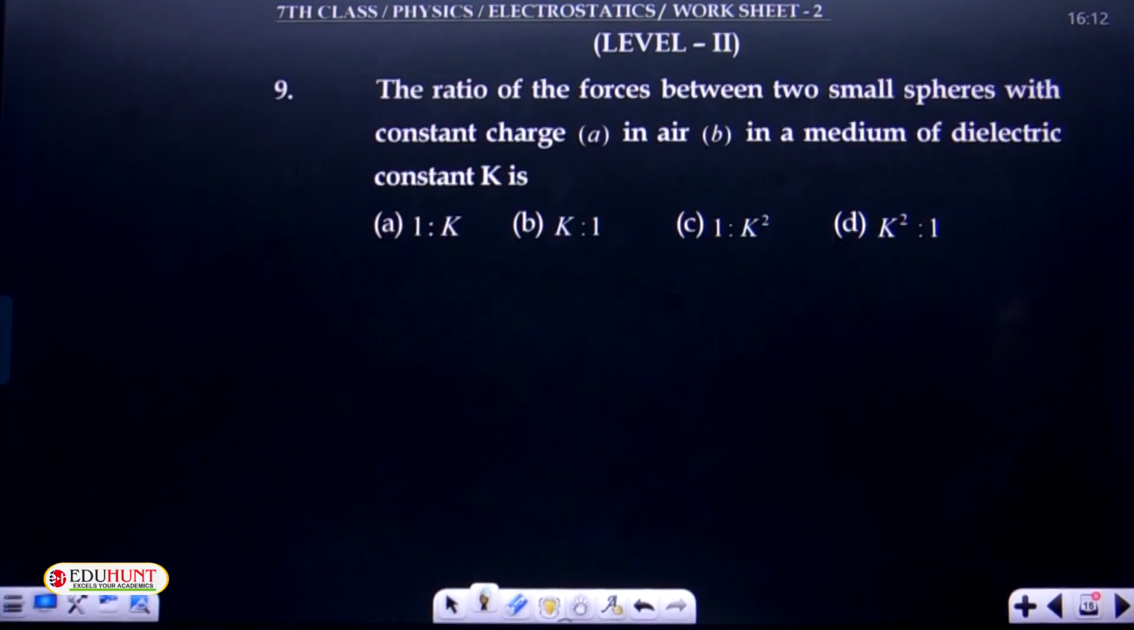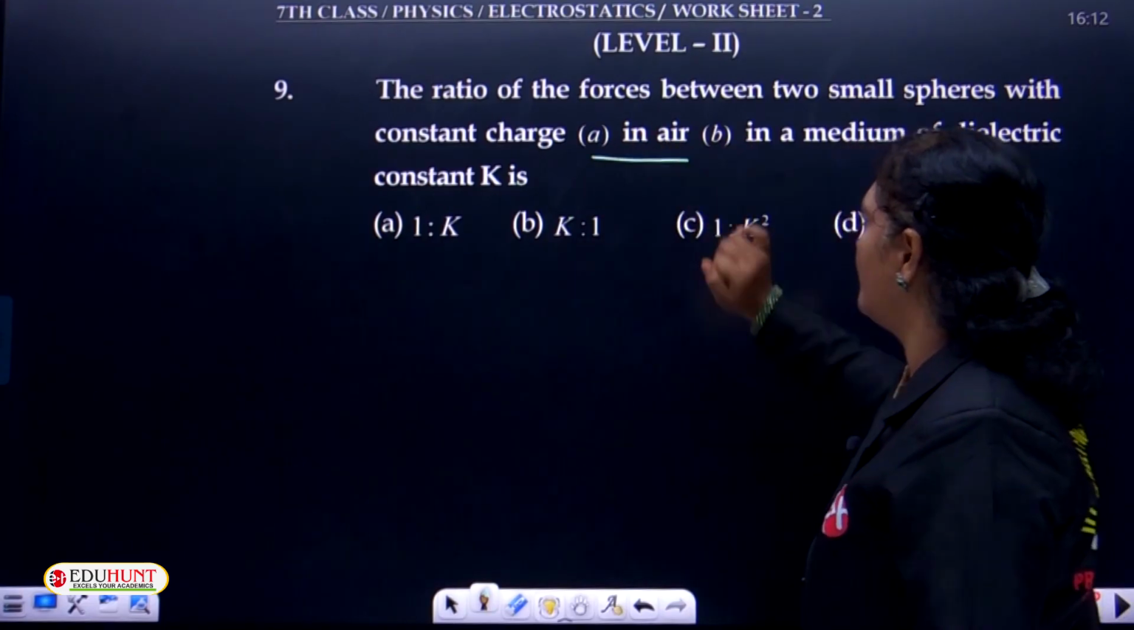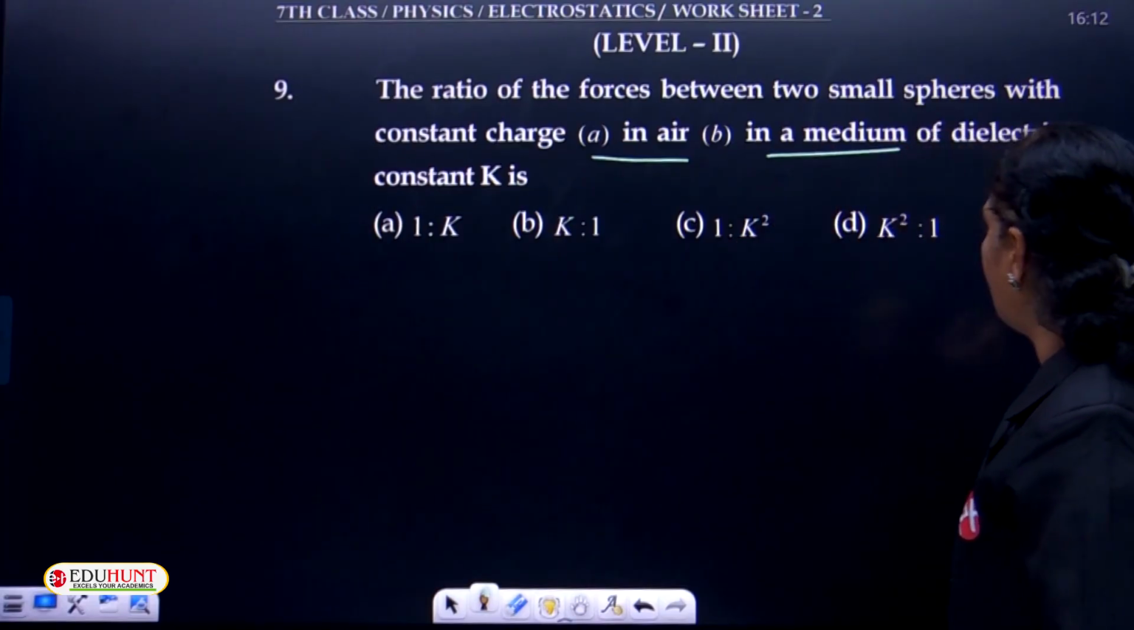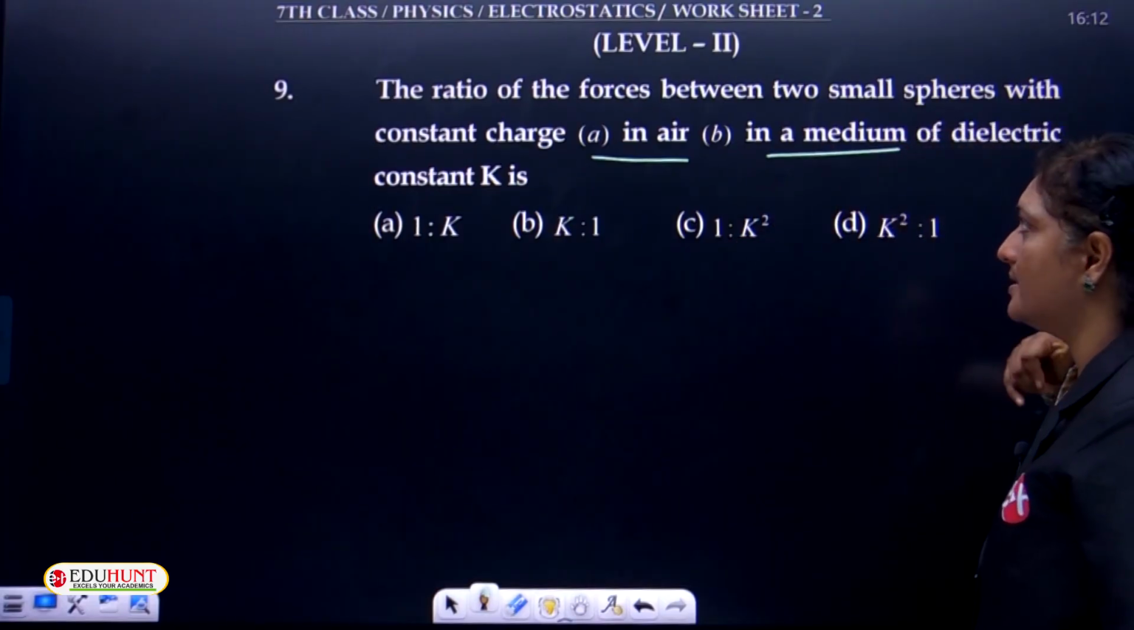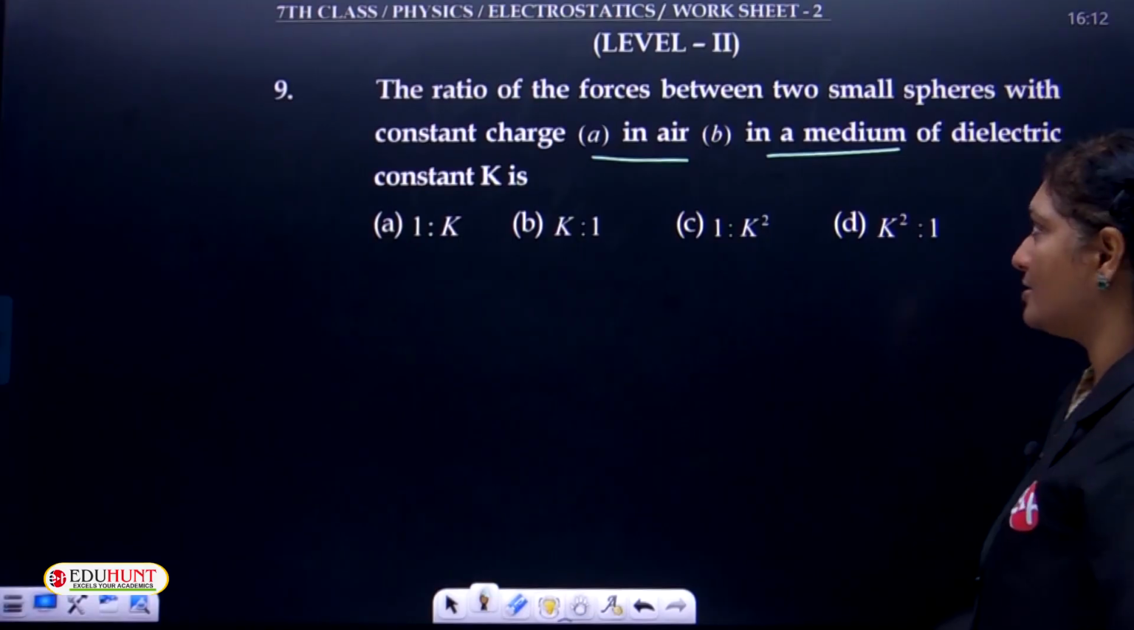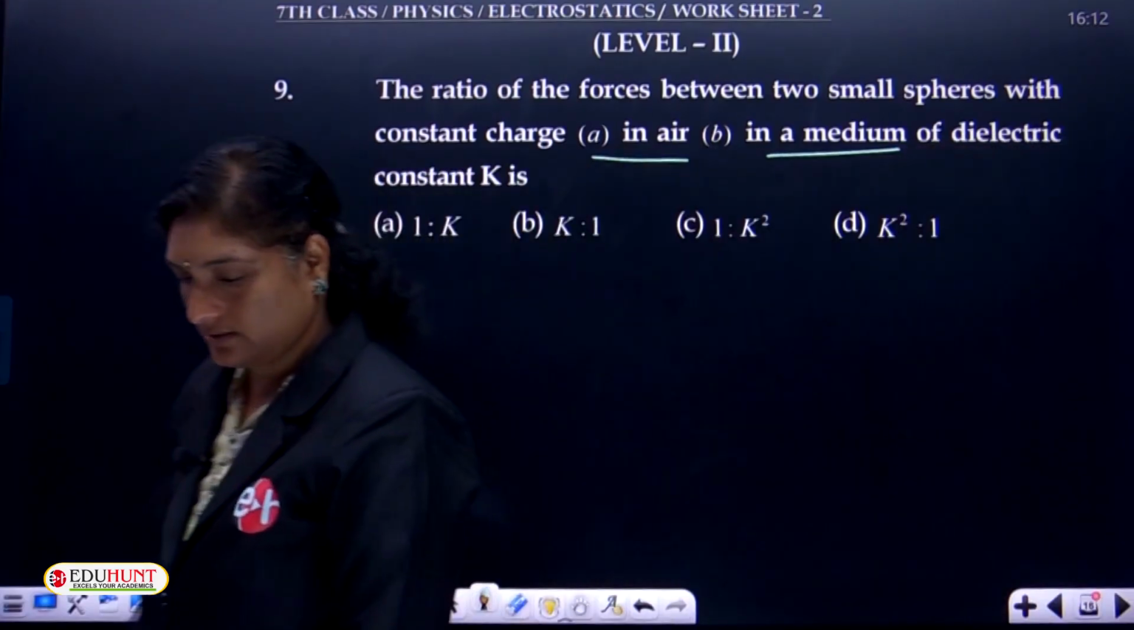Okay. Moving to the next question, the ninth one. The ratio of the forces between two small spheres with constant charge in air and in a medium. So, two conditions are there. First condition, it was given in air, and the second condition, it is given in a medium with dielectric constant K. So, you are asked to find the ratio of the two forces.